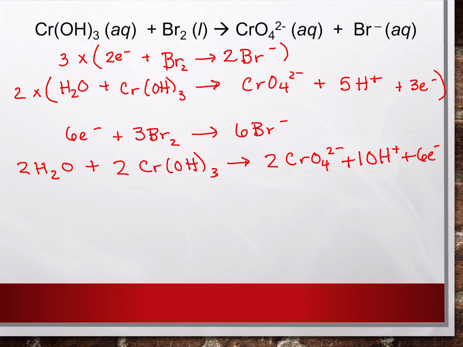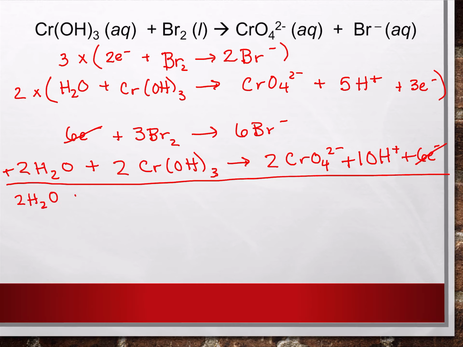All right, so now we've got that where our electrons are equal. So we can go ahead and add these together now. So our 6 electrons cancel our 6 electrons, and everything else we can go ahead and carry down. So we've got 2 waters. We've got lots of stuff.